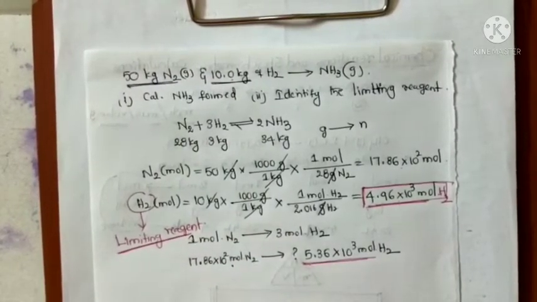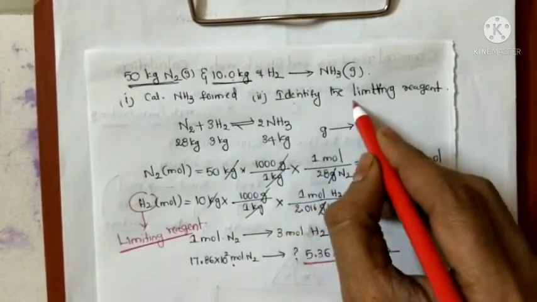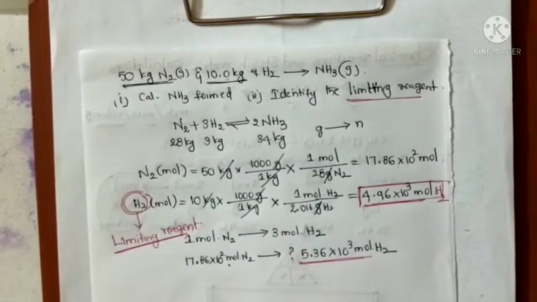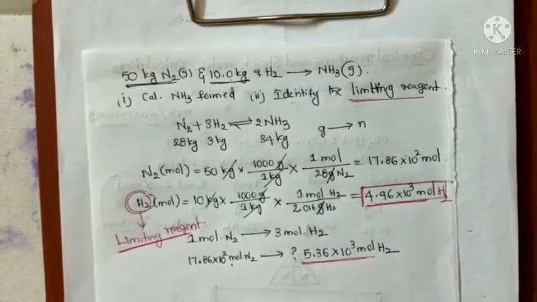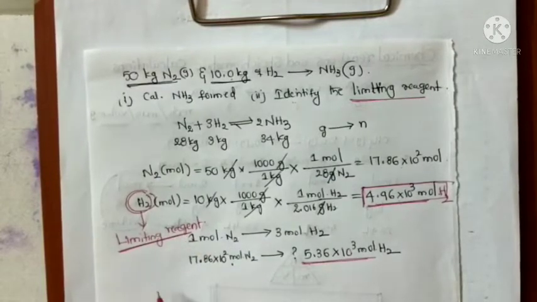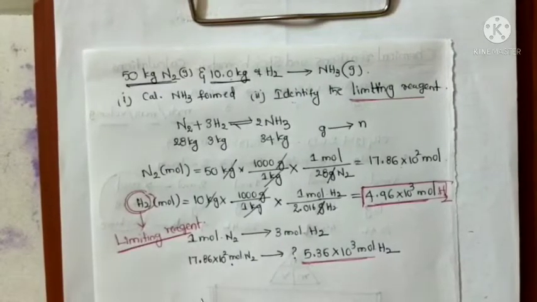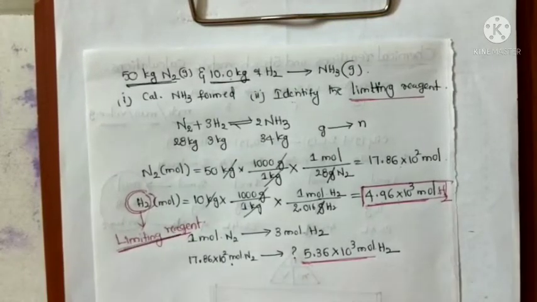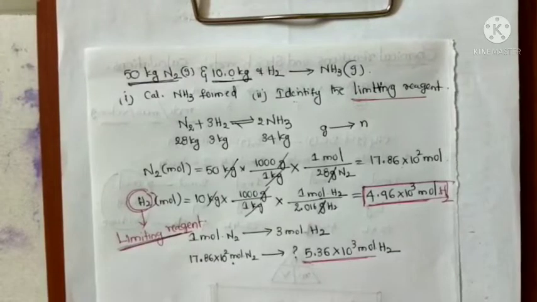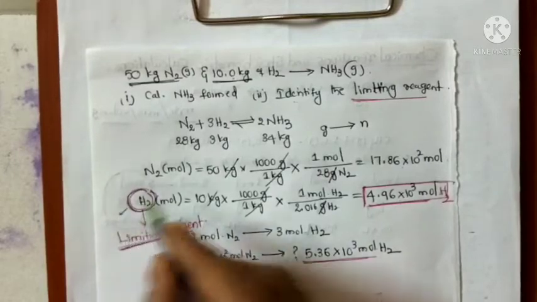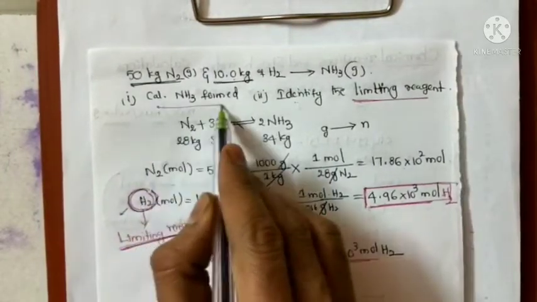Okay, so the first task, the identification of the limiting reagent, is completed. Hydrogen is the limiting reagent, that's why hydrogen can limit the amount of production of ammonia. So the limiting reagent can limit the amount of product formation, and can determine the amount of ammonia. Next one is to calculate the ammonia formed.